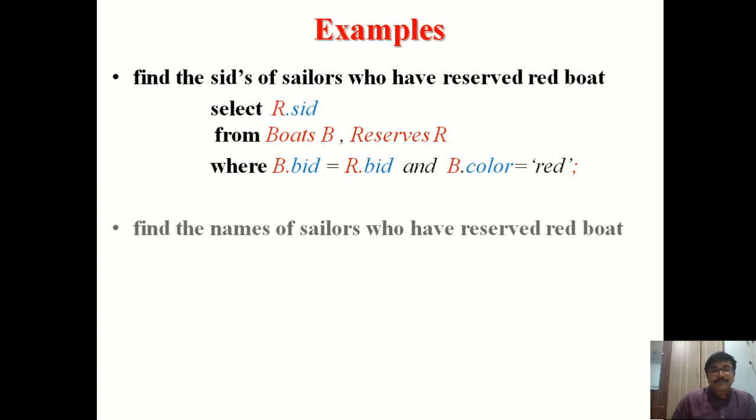And the next one: find the names of sailors who have reserved a red boat. In the previous query, the SIDs we needed to display were available on the reserves table, so we could simply go to the reserves table to get those SIDs, and go to the boats table to compare the red color. But here we need to find the names of sailors who have reserved a red boat. So analyze this query. First, what do we need to display? The sailors' names, which go on the select list.